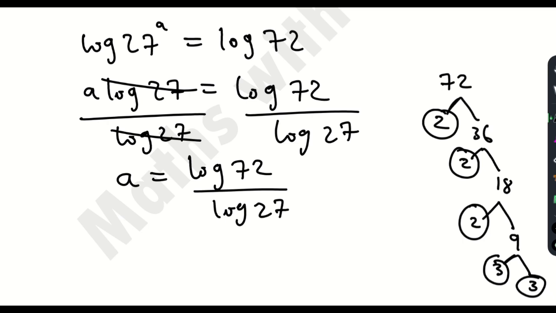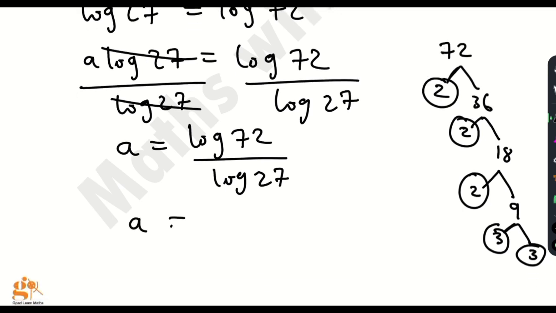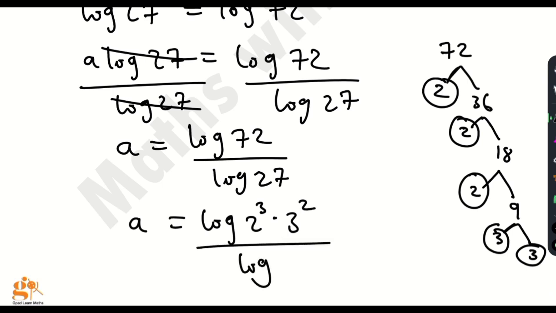Okay, so I will express it in index form. So that will be log 2 raised to the power of what? 3, as we have here, times 3 raised to the power of 2, all divided by log, what about 27? 3 times 3 times 3 is 27. So this is going to be 3 raised to the power of 3.